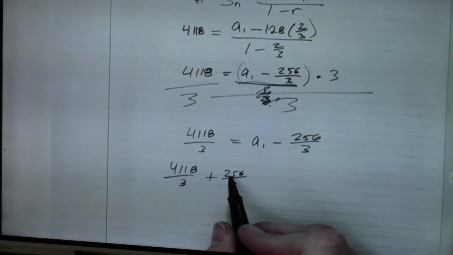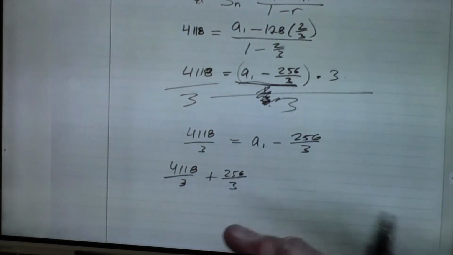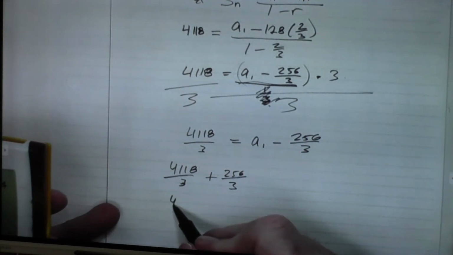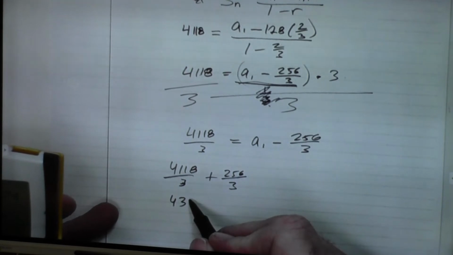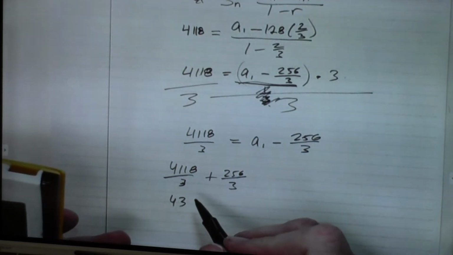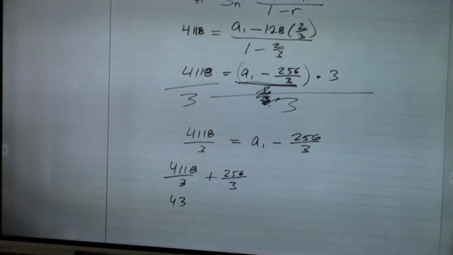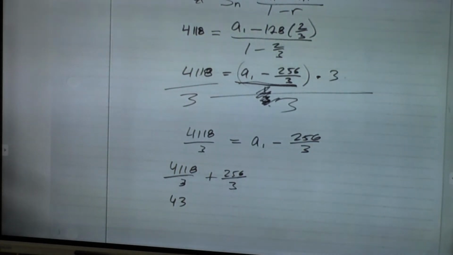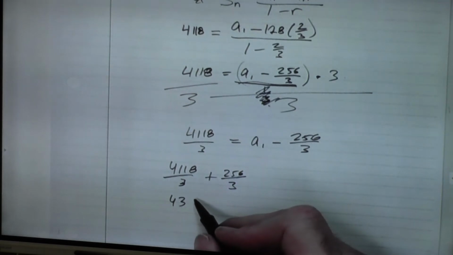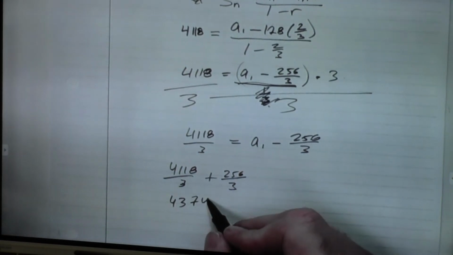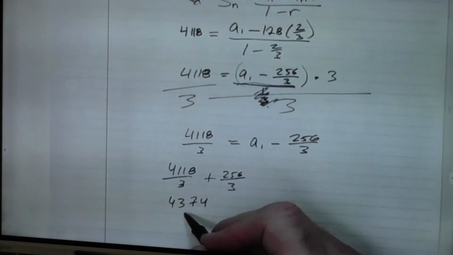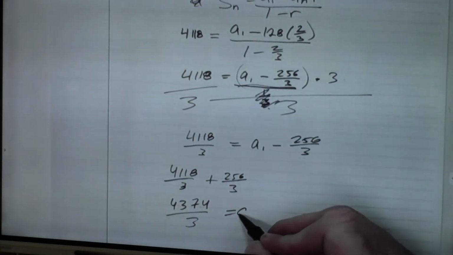That's not the same as what I thought. Hold on, let me get my numbers right. 4118 plus 256 looks like it's 4374. Okay, and over 3 is equal to A1.